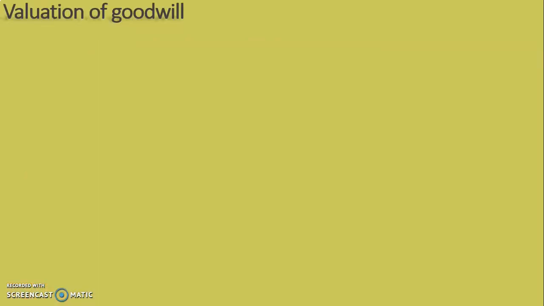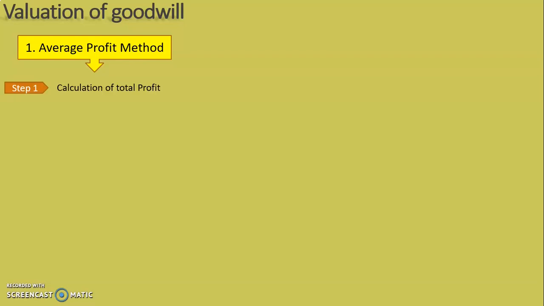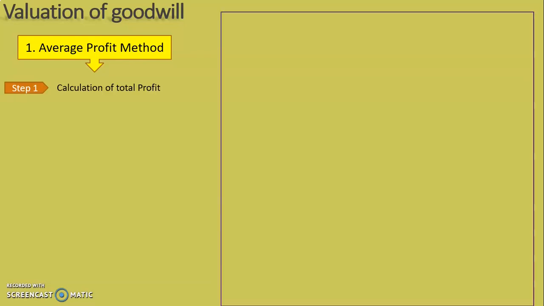Goodwill is calculated on the basis of past performances. First method of valuation of goodwill, average profit method. The first step is to calculate total profit. To calculate the total profit, we have to add the profits of the previous years and deduct losses if any.